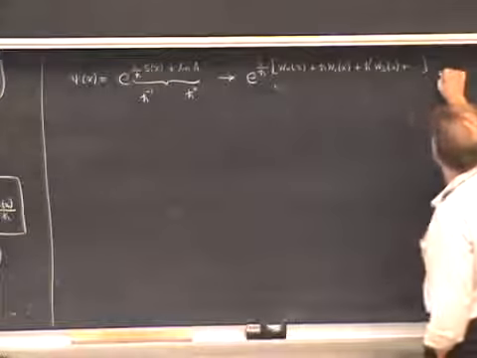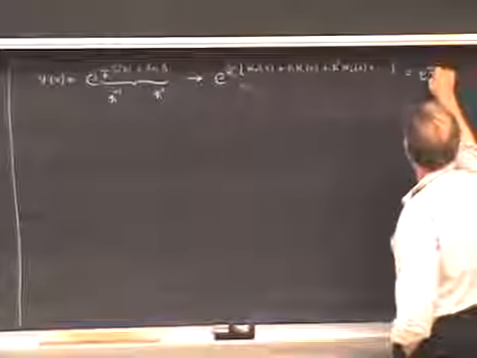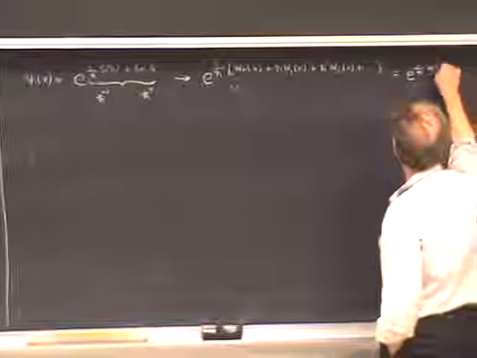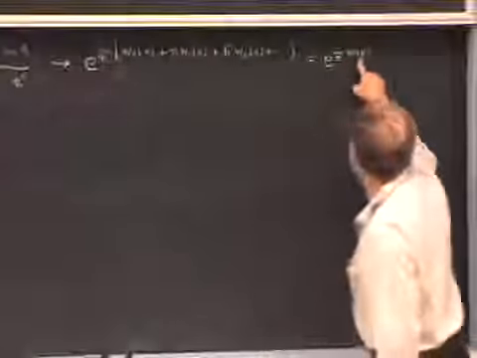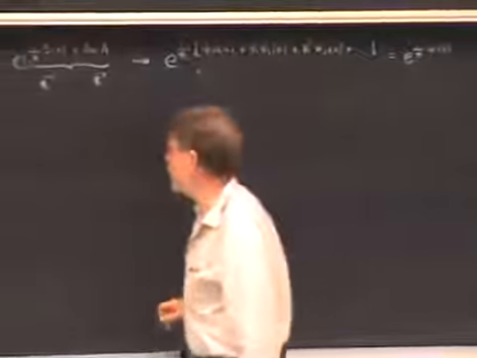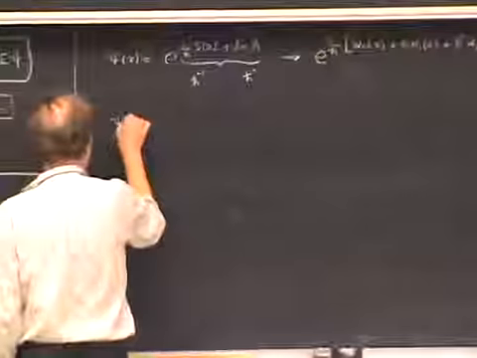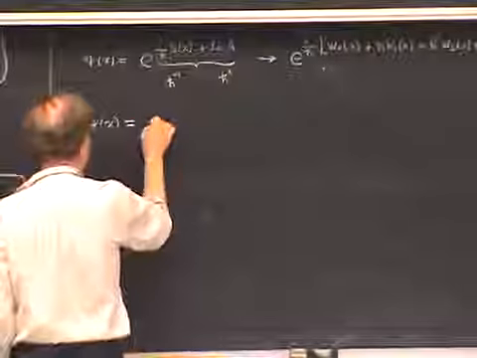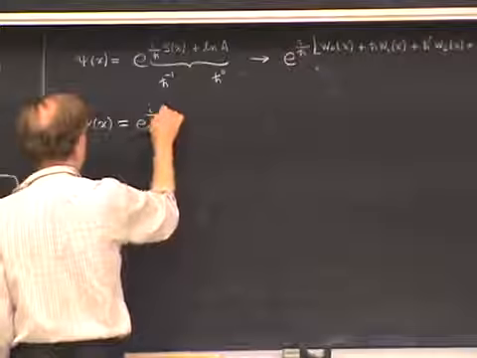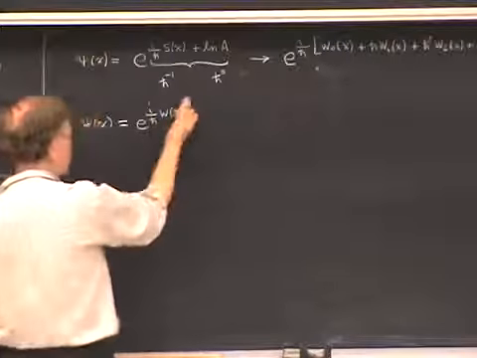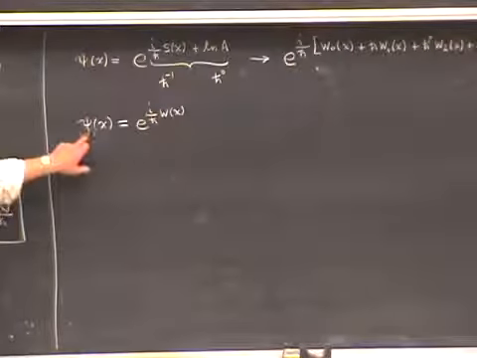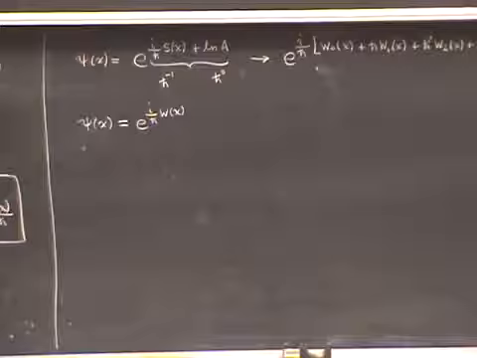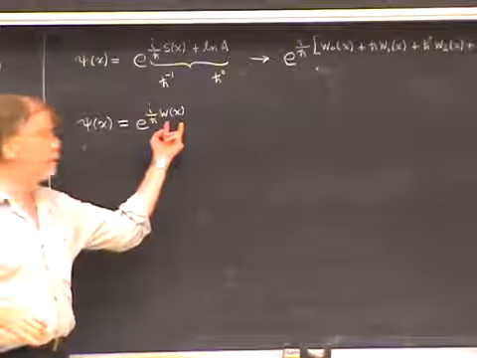Let me just call this entire exponent w of x, in effect relating psi to its log w in this manner. So I'll copy it again here. Just say psi of x is equal to e to the i over h bar times w of x. This becomes a definition of w now. So the next step, what I want to do is to take this version of psi and plug it into the Schrodinger equation and get an equation for w.